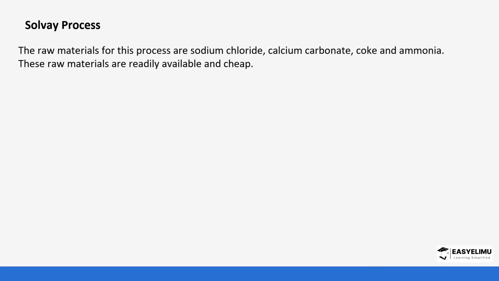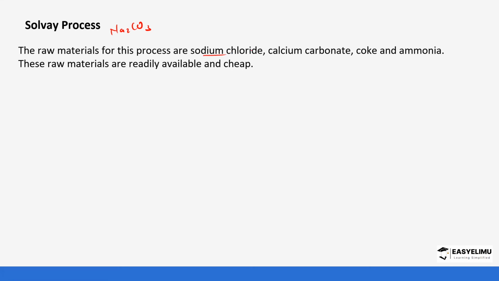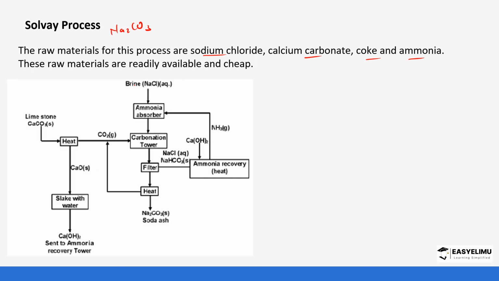When you look at the Solvay process, remember we are manufacturing sodium carbonate. The raw materials for this process are sodium chloride, calcium carbonate, coke and ammonia. You can be asked to mention the raw materials for this reaction, so make sure that you can remember them. These materials are usually very locally available and they are also cheap.